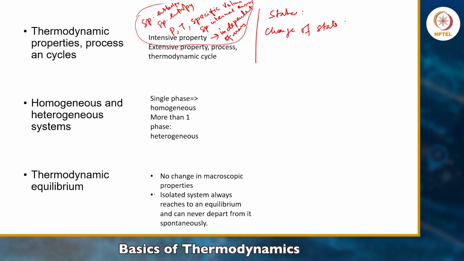Now, extensive property. This comes like volume, energy, or anything related to mass. So that's called extensive property. Now we'll go to process.